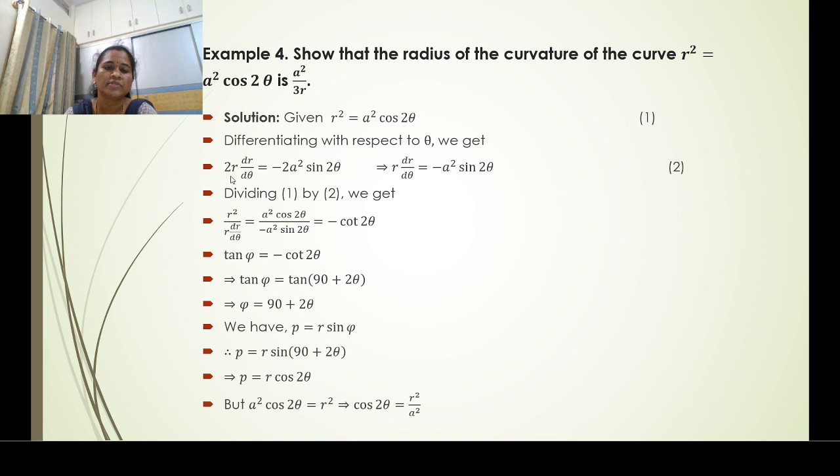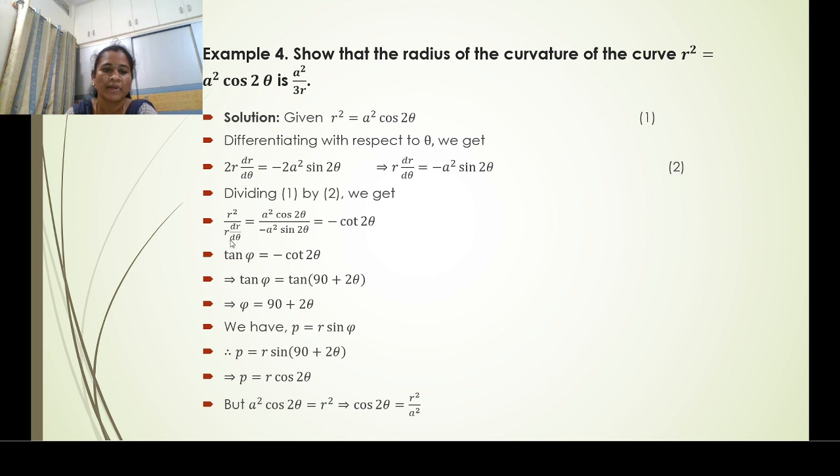Then differentiation is 2r dr by d theta is minus 2a square sin 2 theta. The derivative of cos 2 theta is minus sin 2 theta into 2. We get the same. Then here 2 gets cancelled. We get r dr by d theta is minus a square sin 2 theta. Call it equation 2. Then divide equation 1 by 2.